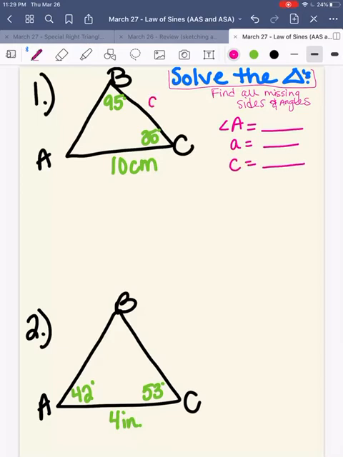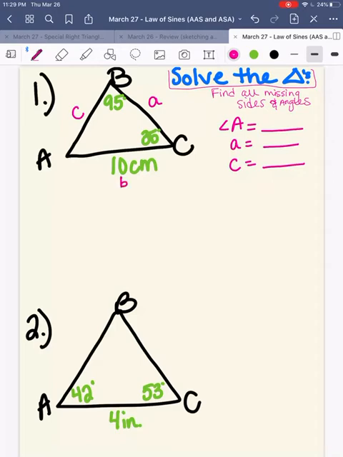So I'm going to call this side A because it's directly across from angle A. And I'm going to call this side C because it's directly across from angle C. And then this is side B that I already know.